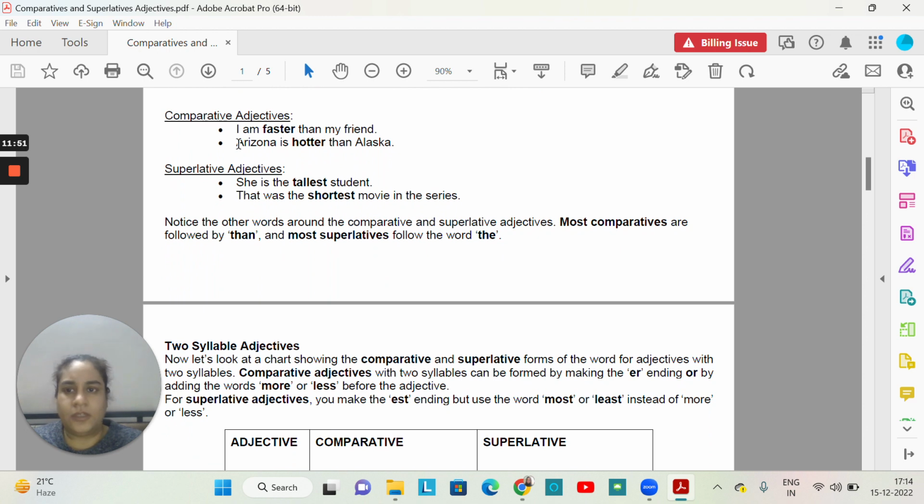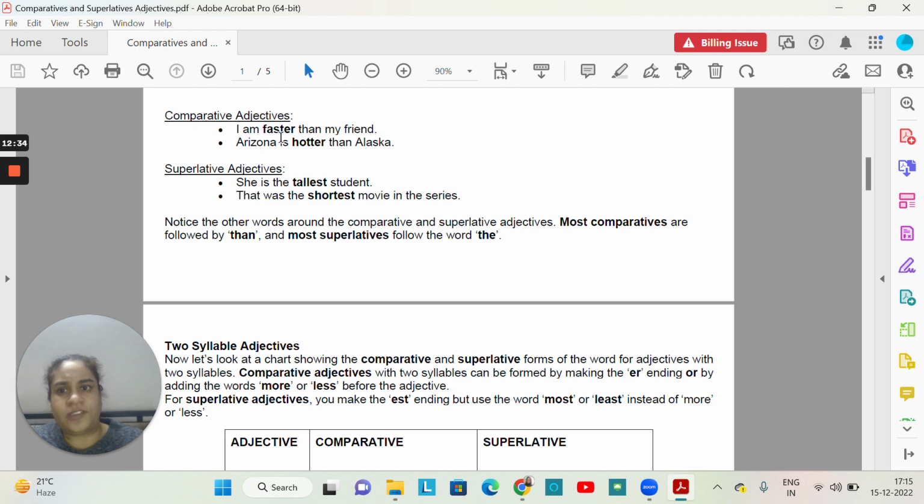So like here, if you look, examples. I am faster than my friend. I am comparing only between two people. One is my friend and one is me. I am faster than my friend. And because fast is a single syllable sound, that means I have only one vowel sound, which is A. Fast. My last alphabet is a consonant, which is T. So I will just add ER to it. I have two consonants over here, S and T. So what happens? I will just add an ER. I will not make a double T out of it.